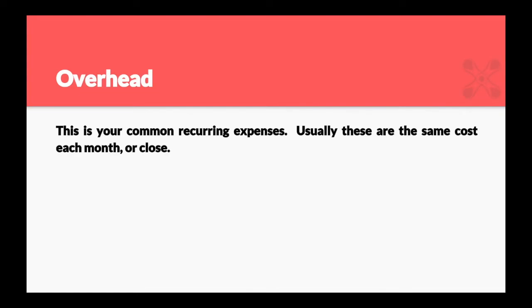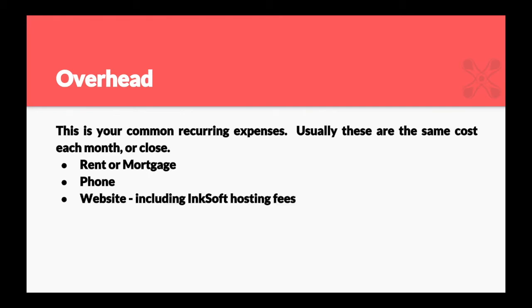So let's talk about overhead. Overhead is your common recurring expenses. Usually these are the same costs for each month. Your rent or mortgage is usually always the same unless you have moved into a new building or whatever. Your phone could be the same. A lot of times you just pay a flat fee, right? Your website, including InkSoft hosting fees, usually is about the same. So maybe you've got a GoDaddy account, or you're using InkSoft. Hopefully you are, or you're doing something else.